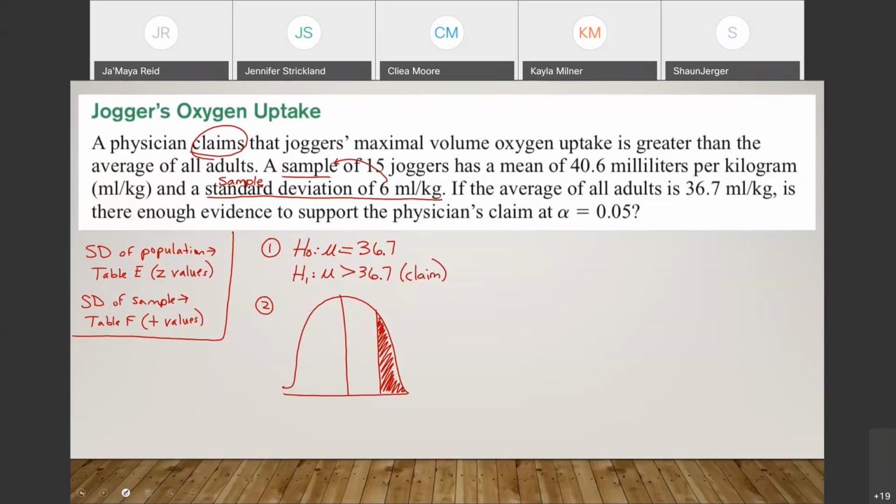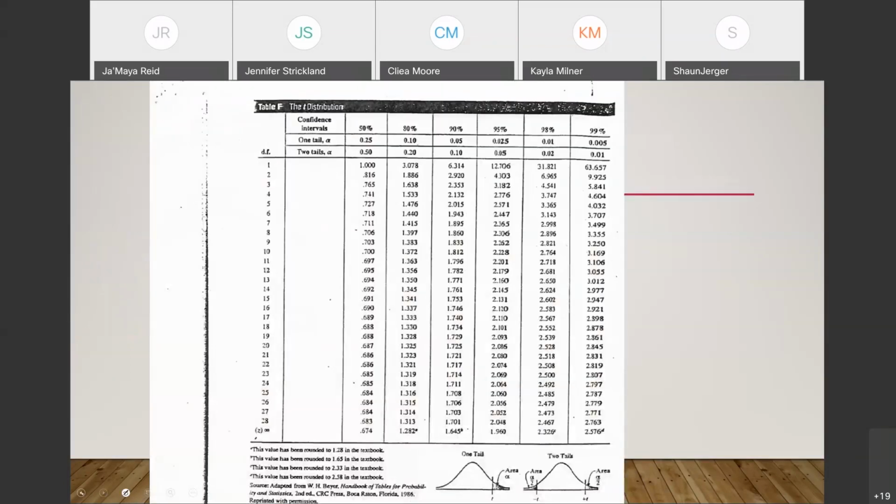All right, so let's go back to our chart. One tail, 0.05, and then 14 down the side, right? Because remember, it's one less than your sample size. So if your sample size is 15, you're going to 14. Good. All right, so we should be at 1.761.